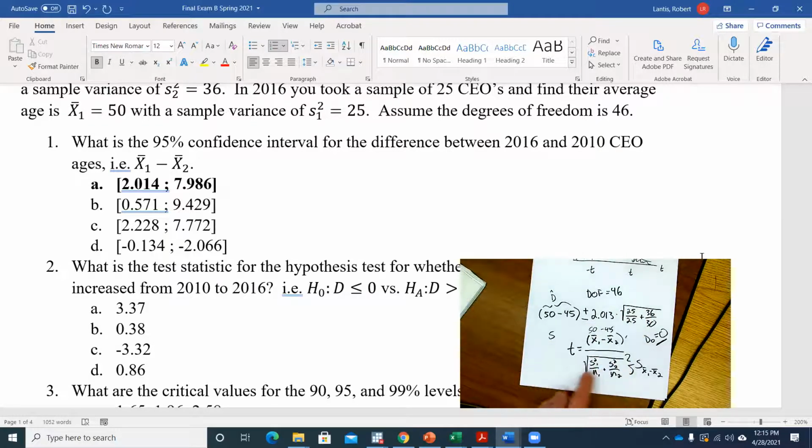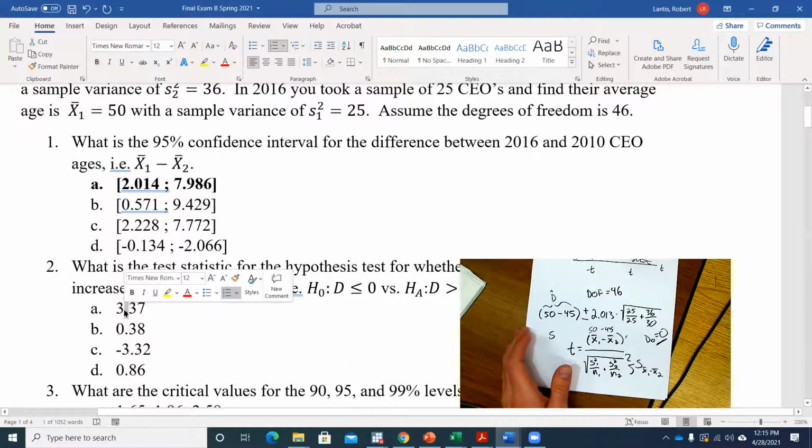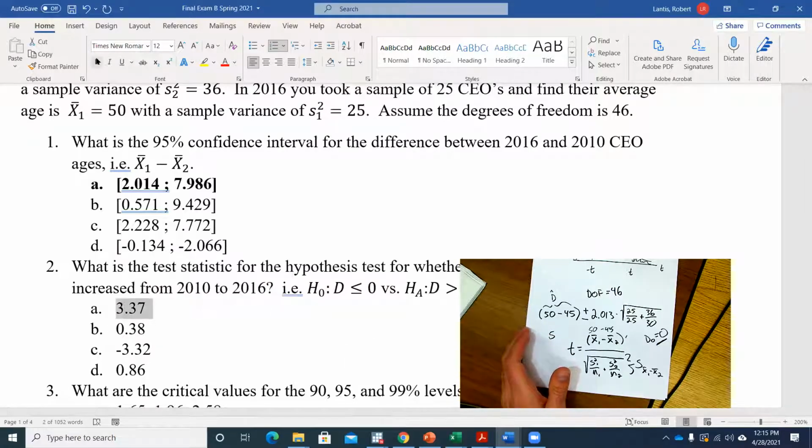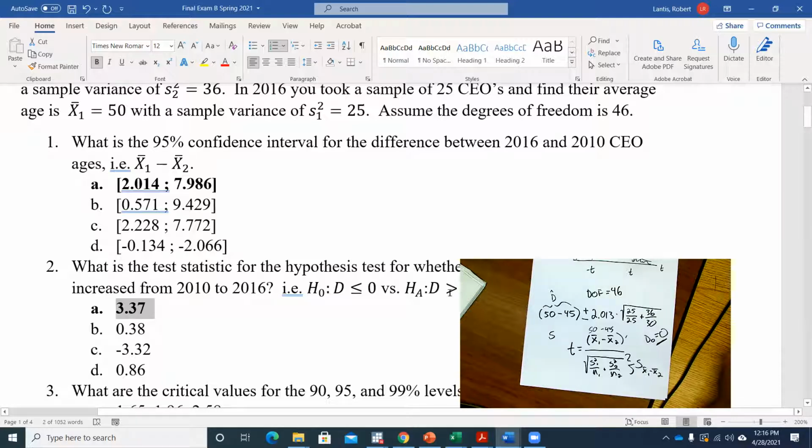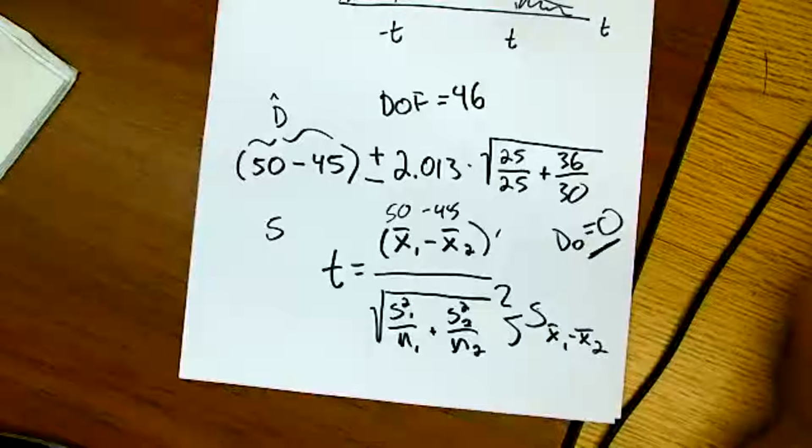Just plug in my sample variances, my sample sizes here, my sample means. I should get 3.37. So on this one, really, once we identify the correct test statistic, from there, it's just a matter of plugging those values in and getting it entered into our calculator correctly. Or if you're using Excel, you can enter that equation into Excel correctly. Okay? Yeah. So the rest of the equation is what we already did in the previous problem.